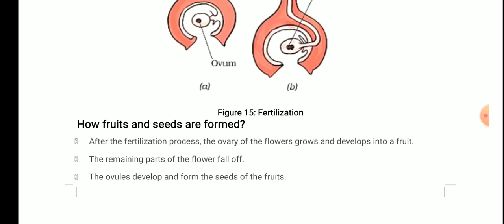So how are fruits and seeds formed? After the fertilization process, the ovary, the outside part, grows into a fruit, and inside, the ovule, which contains the female gamete, results in the formation of the seeds. And what are the remaining parts of the flower that fall off? The remaining parts are, for example, sepals, petals, etc. These fall off. Clear? So the ovary develops into a fruit and the ovules develop into the seed.